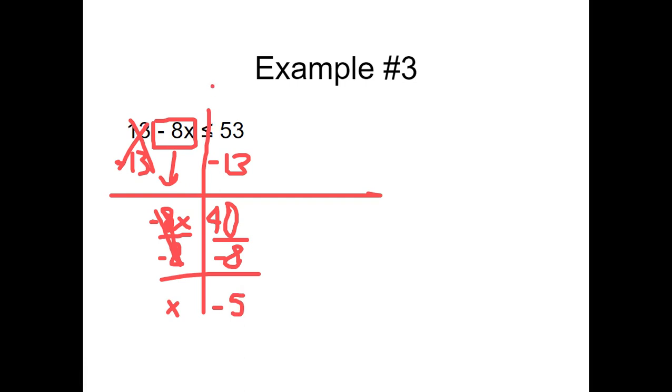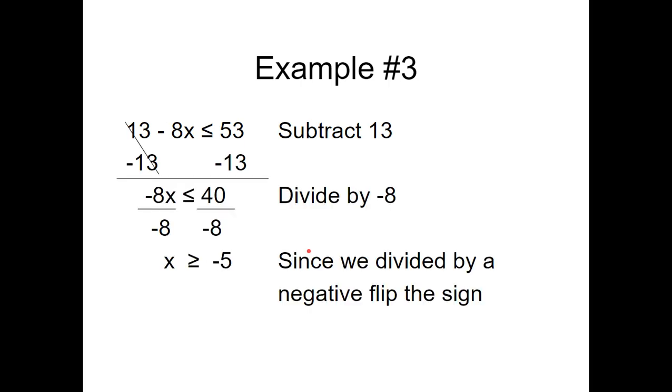Now, my inequality symbol was less than or equal to. But because on this last step I divided by negative 8 on both sides of my river, that means I'm going to flip my inequality symbol this way. So in the end, my answer is going to look like this: x is greater than or equal to negative 5. And we're doing that because we divided by a negative number on both sides of the river.